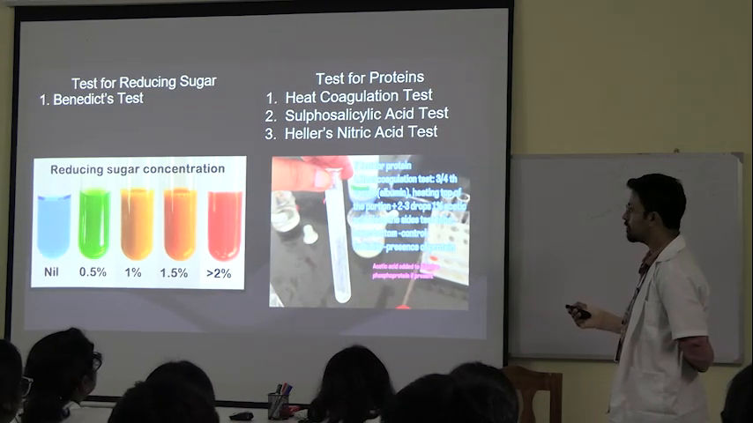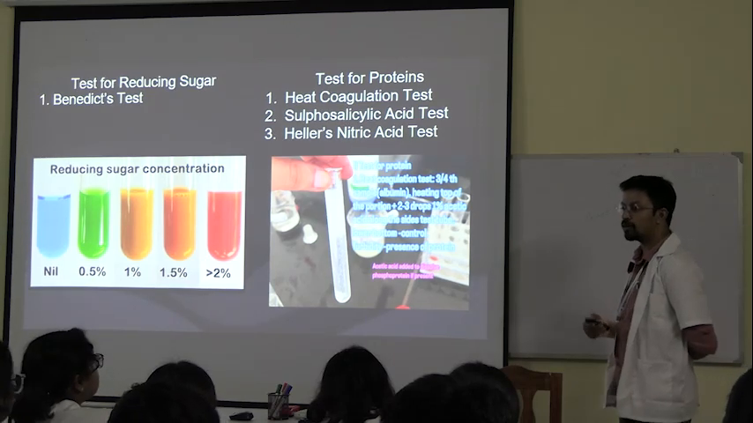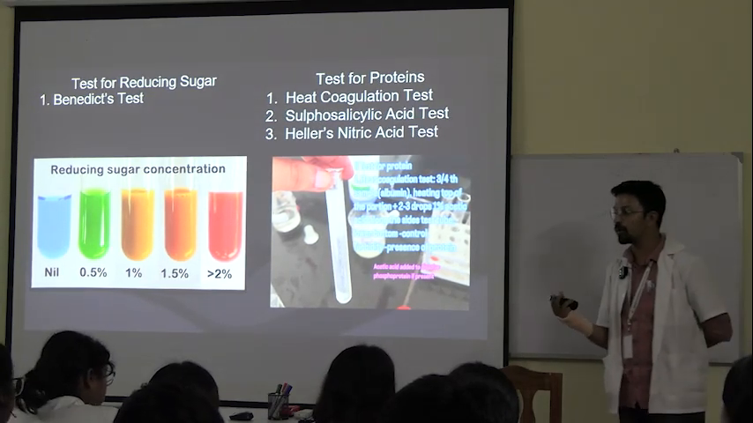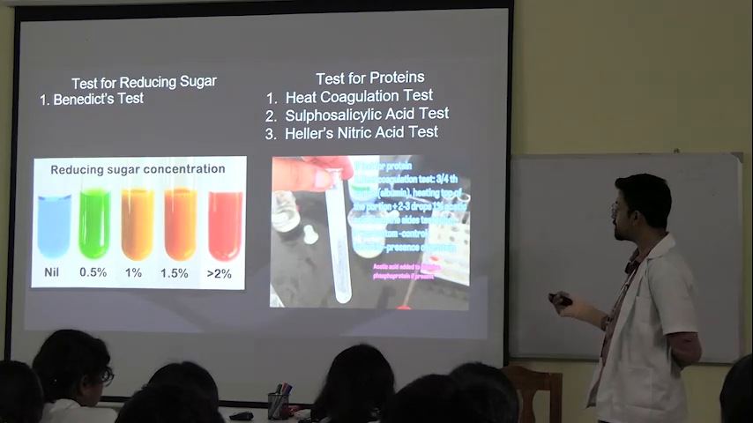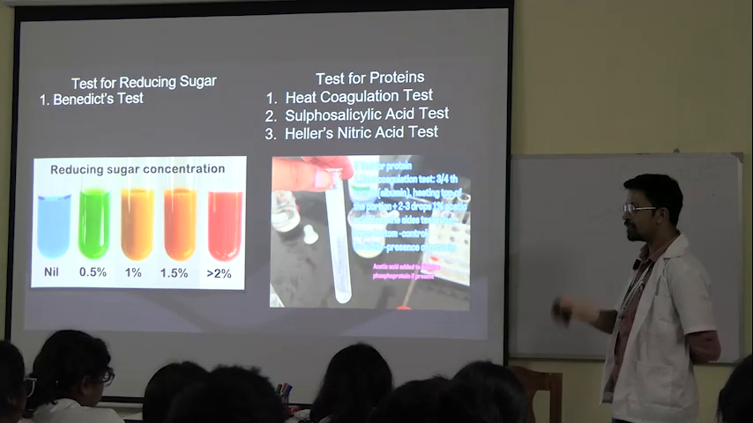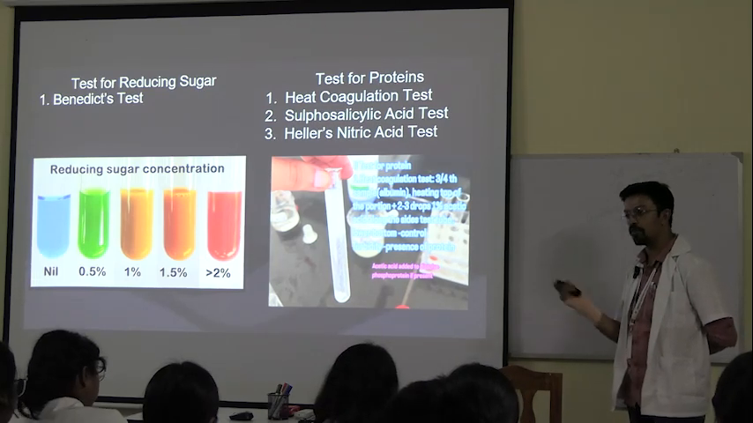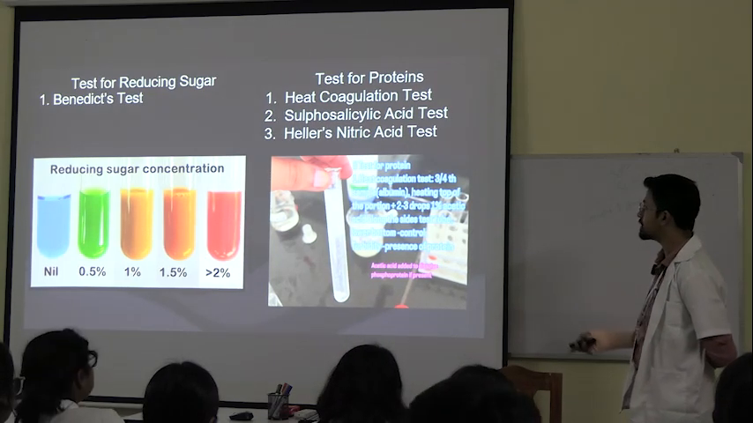This is the white coagulum that we know from our 12th. Whenever you heat protein, it denatures and forms a white coagulum. The same principle applies here. If there is protein in the urine sample, as soon as you heat it, the protein breaks down and forms the coagulum. That is the heat coagulation test.